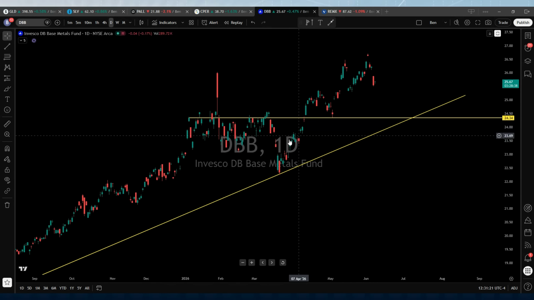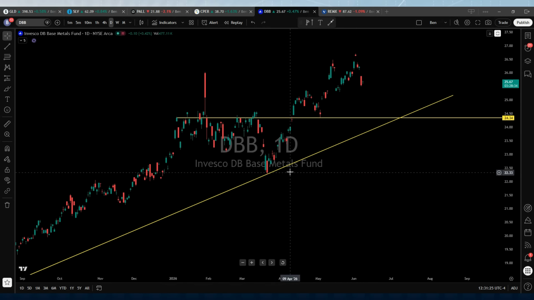So on DBB, we're still technically in an uptrend. You got this pivot low here, higher low, higher high, higher low, higher high. As long as we maintain price action above 25.31, then we can start pushing back up to the all-time highs or the previous highs at 26.63 or even 26.70. Once that breaks, you're going to see a much bigger move to the upside.